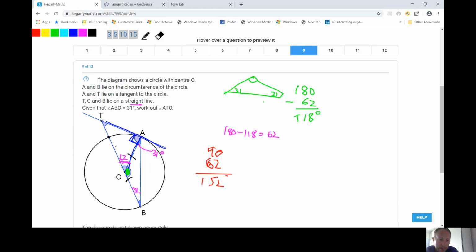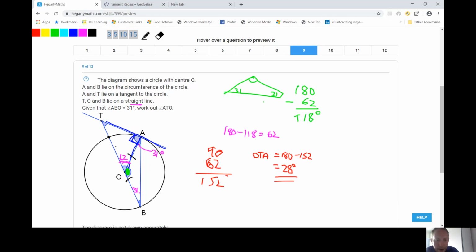So those 2 add up to 152, and then I've got to add something on to make 180 degrees, and that would be OTA. So OTA is equal to 180 take away 152, which is 28 degrees. So what's the question asking me to find? To work out ATO. Well, OTA and ATO are the same thing. So the answer is 28 degrees.